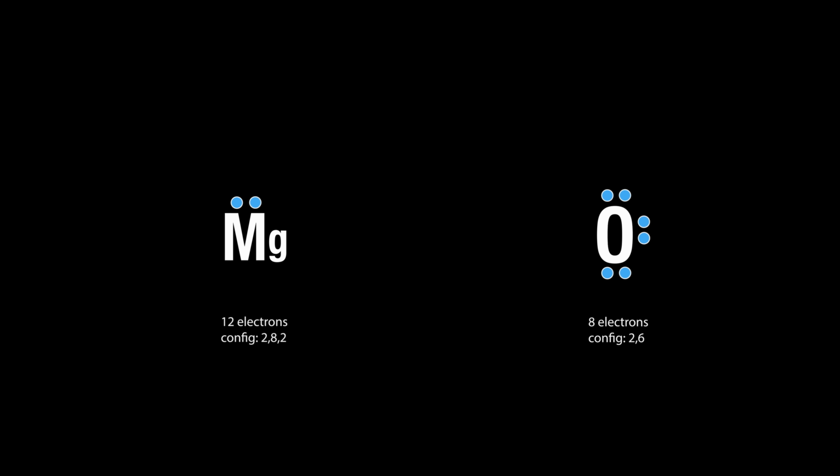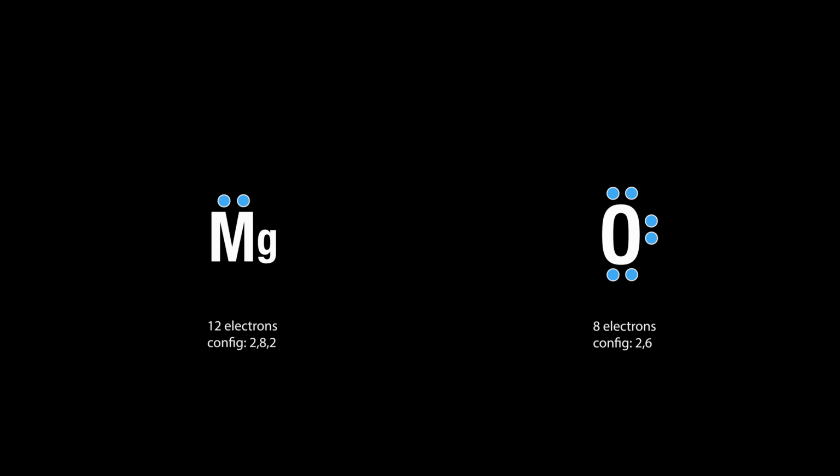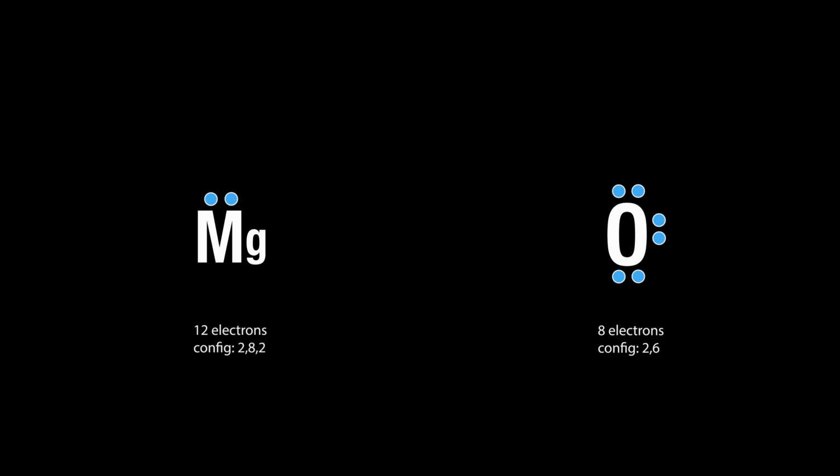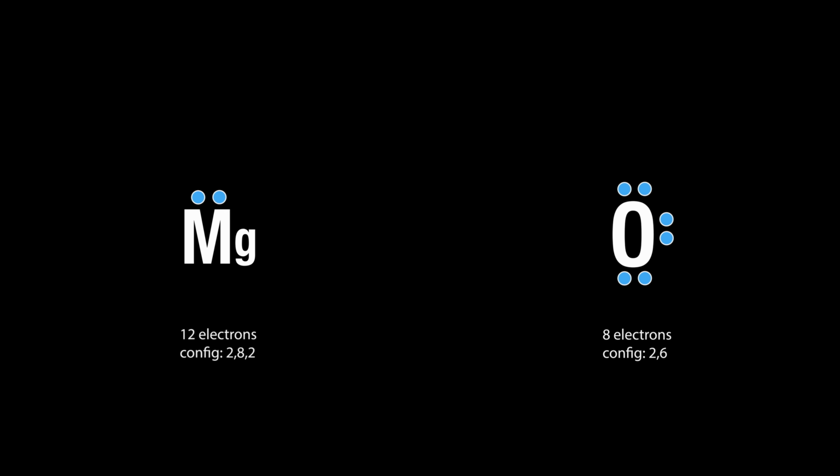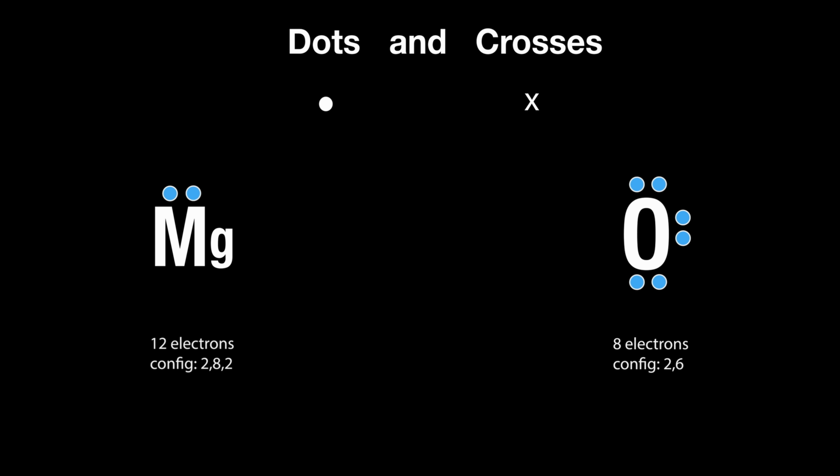Now, we will need to be able to show which atom has which electrons at the start. So I'm going to replace one set of them with dots and the other with crosses. It doesn't make any difference which one gets the dots and which one gets the crosses. But for simplicity here, I will always give the metal atom the dots to keep things consistent for you. And so this is now my starting point.